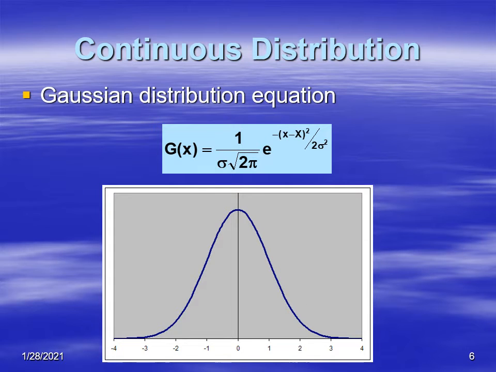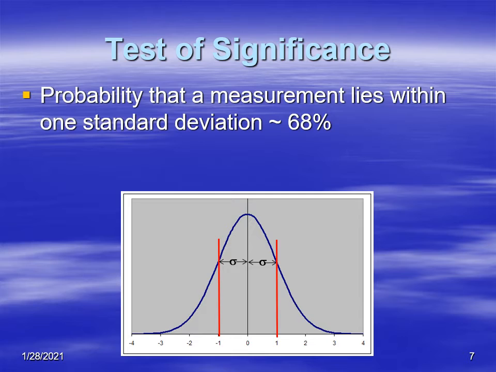Here is the equation that governs this curve. Along the bottom axis is x, and along the vertical axis is your g of x. This curve is nice, and the equation that we have helps us understand the probability that a measurement will fall within a certain range. The range that we're looking at is a standard deviation.